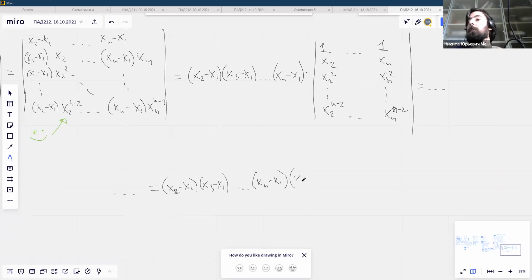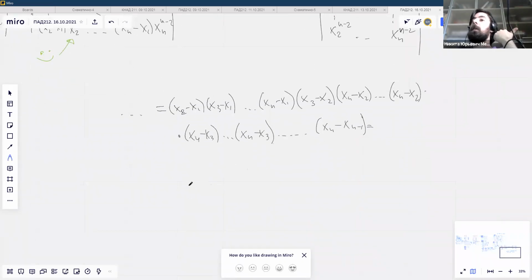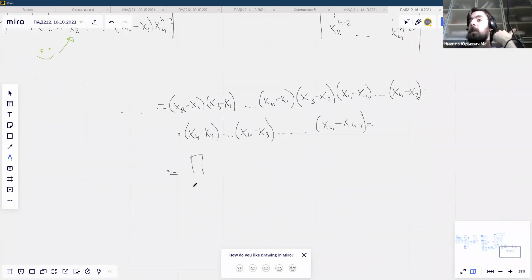this product times the same product, but here everything is minus x1. Next, we will have everything minus x2. But that's not the end. Then we will have everything minus x3, then x4, etc., until xn minus 1. So for each pair of variables, there is one variable minus another variable. There is a short way to write this down.